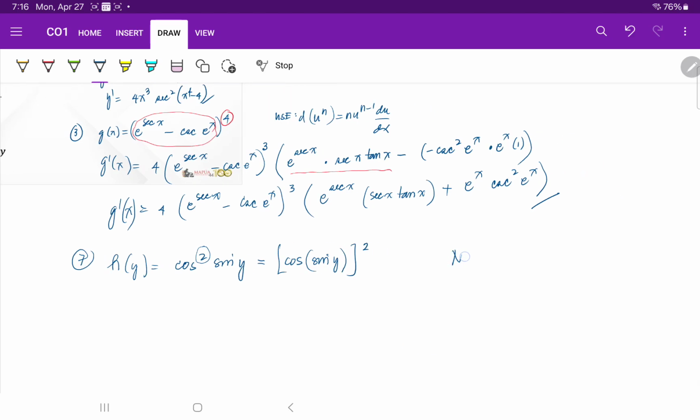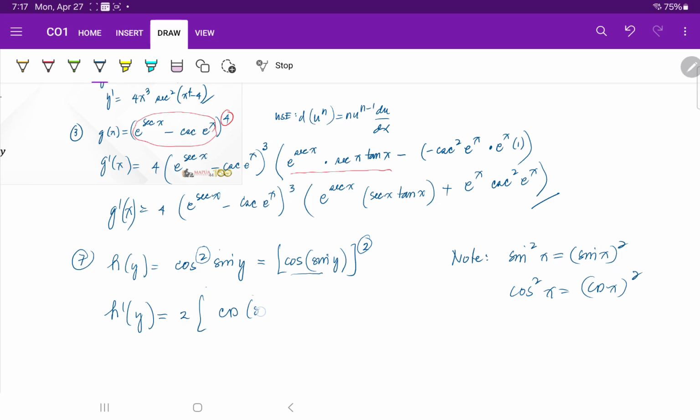Because take note that sine square x is the same as sine of x is square. So if you have cosine square x, it's the same as cosine of x squared. So this is cosine square sine y is the same as cosine of sine of y squared. So what is h prime of y? You have this raised to the u. So we have n times cosine of sine of y to the 2 minus 1. So it's to the first. Times the derivative of this one.